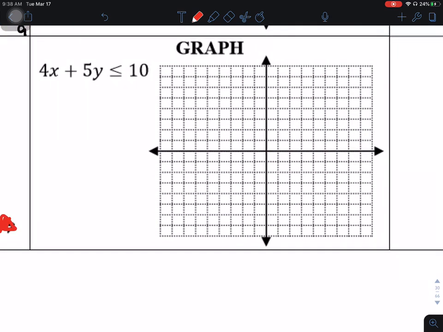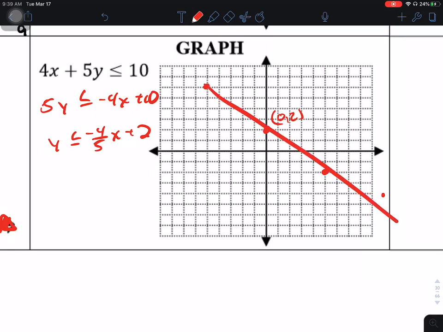This one below is an inequality, so things are going to get shaded. If I subtract 4x from both sides and divide by 5, I get a slope of negative 4/5 and a y-intercept of 2. So I go down 4 and to the right 5. Down 4 and to the right 5. Up 4 to the left 5. Something like this.